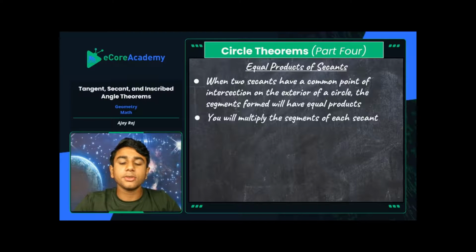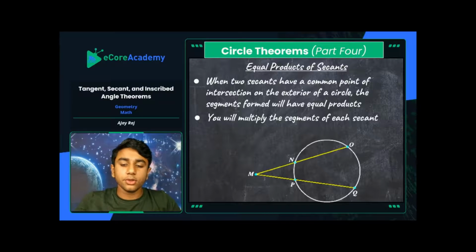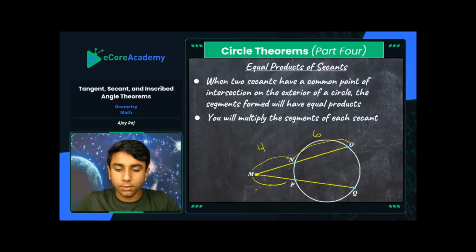So you will multiply the segments of each secant, just as you did with the intersection of the chords. Looking at the same example, MO is one secant and MQ is our other secant, and they both intersect at point M on the exterior of the circle. Say MN is 4 and NO is 6. We know that MP is 4, and we're given that PQ is x.